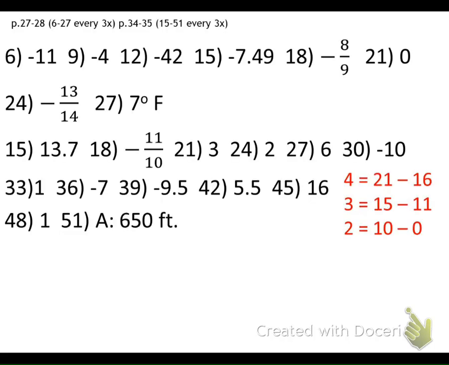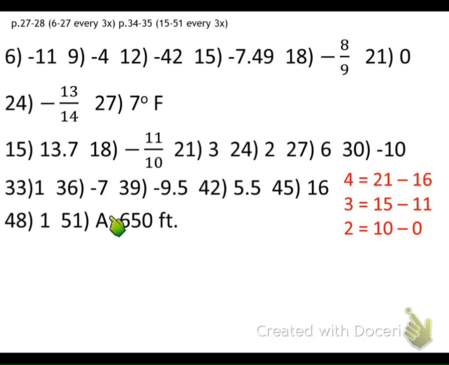Alright, here's the homework from last night: page 27, 28, 6 through 27 every third, and page 34, 35, 15 through 51 every third. It's pretty straightforward. Every problem's worth a point, 21 total. Just a couple things to point out.